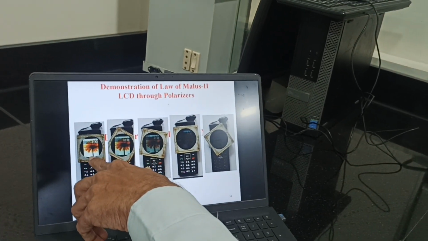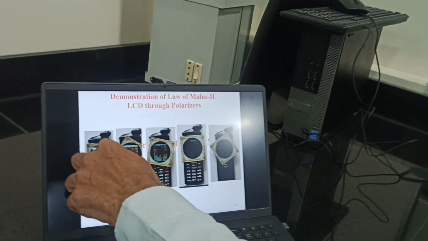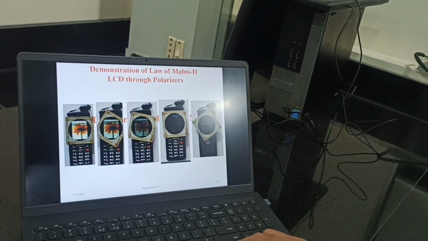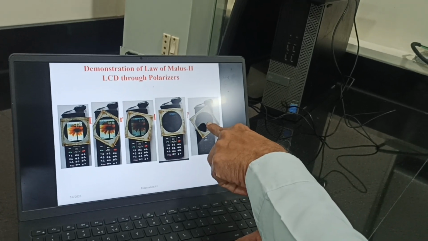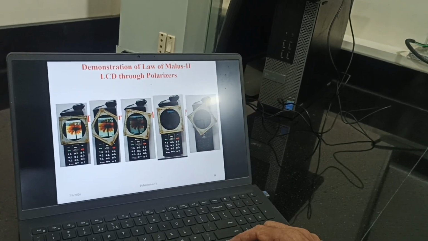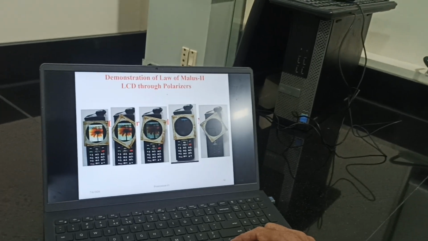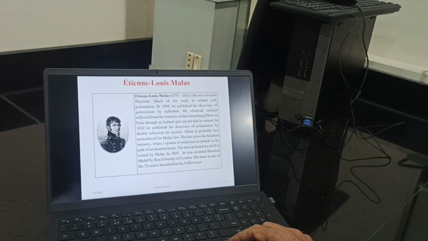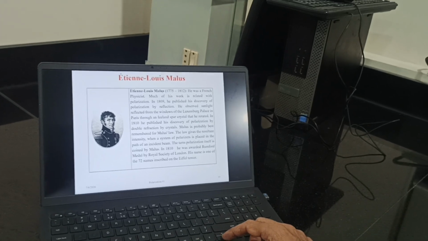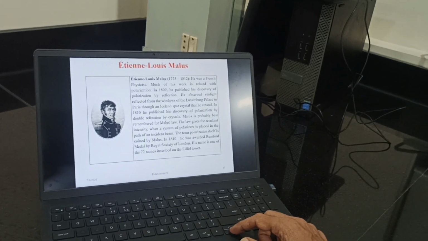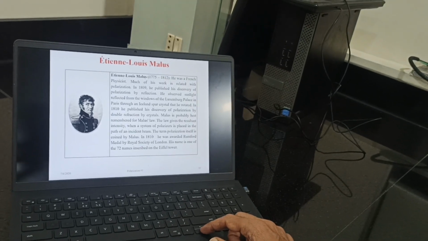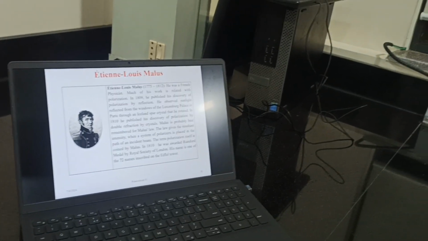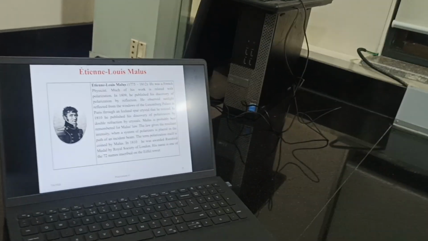Here the optic axis of polarizer is parallel to the light coming from the LCD. Light coming out of LCD is a polarized light, and when you make polarizer perpendicular to that light, the intensity will be eliminated. So this law was discovered by E.L. Malus, who was a French physicist. He himself coined the term polarization. He also discovered polarization by reflection. His name is one of the 72 names inscribed on the Eiffel Tower.